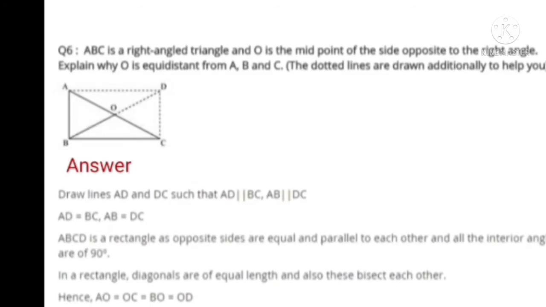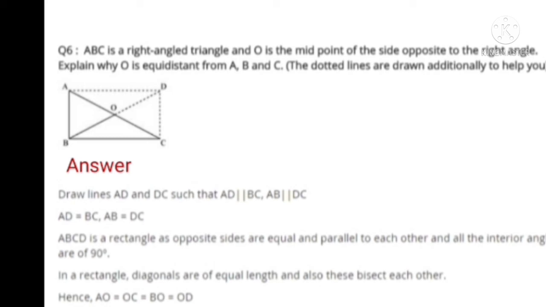Last question: ABC is a right angle triangle and O is the midpoint of the side opposite to the right angle. Explain why O is equidistant from A, B and C; the dotted lines will help you. ABC is given as a right angle triangle. We want to give the reason why O is at equal distance from A, B and C, meaning OA, OB and OC are equal.